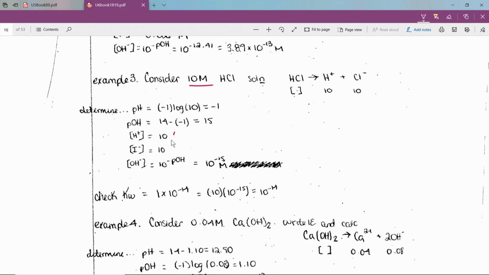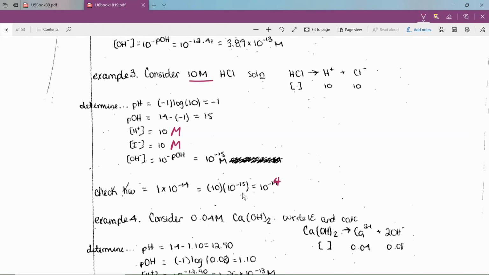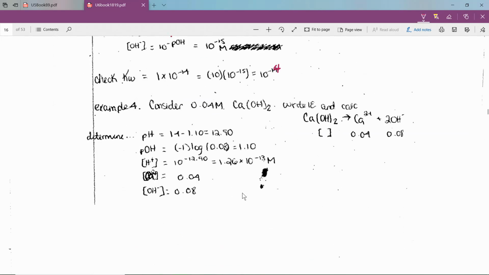The H+ is 10 molar, the Cl- is 10 molar, the OH- is 1 by 10 to the minus 15th. So that is allowed. There's the check, 10 times 10 to the minus 15 is 10 to the minus 14. Okay, now let's look at a strong base, calcium hydroxide.